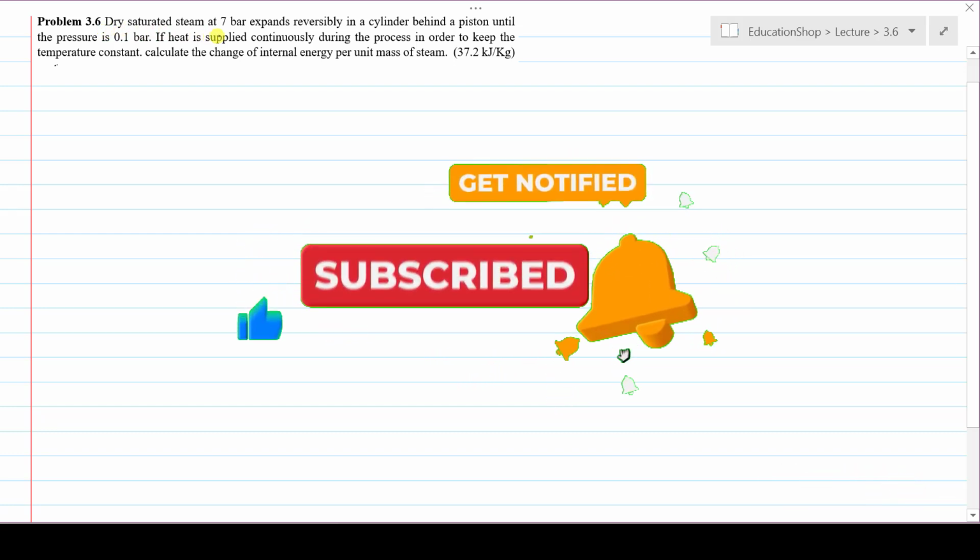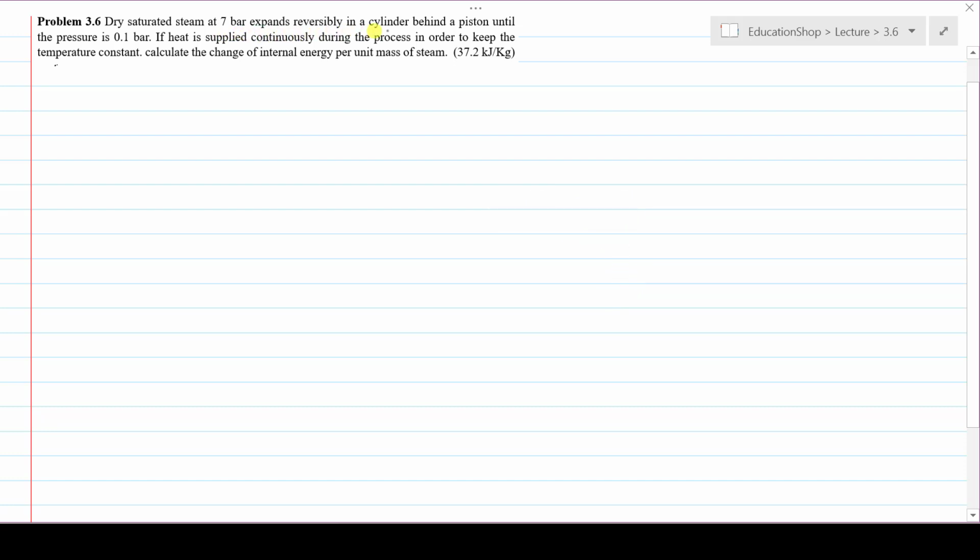Dry saturated steam at 7 bar expands reversibly in a cylinder behind a piston until the pressure is 0.1 bar. If heat is supplied continuously during the process in order to keep the temperature constant, calculate the change of internal energy per unit mass of steam.